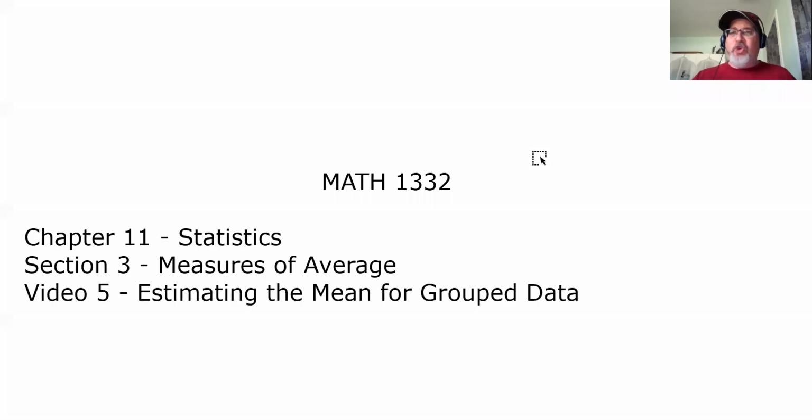Math 1332, Chapter 11, Statistics, Section 3, Measures of Average, Video 5, Estimating the Mean for Grouped Data.